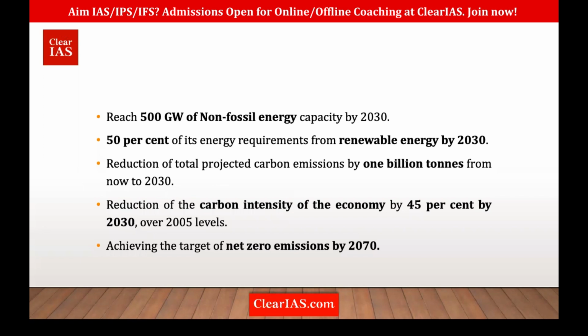Just remember the first four. For all these four, the target year is 2030, and the last one is 2070. Net zero emission by 2070, 500 gigawatts of non-fossil fuel energy capacity by 2030, 50% renewable energy by 2030, carbon sink of 1 billion by 2030, carbon intensity of the economy reduced by 45%. You have to reduce it. That's also 2030, and the long-term net zero emission target is by 2070. Clear? So this was the Panchamrit promise by our Prime Minister at Glasgow.